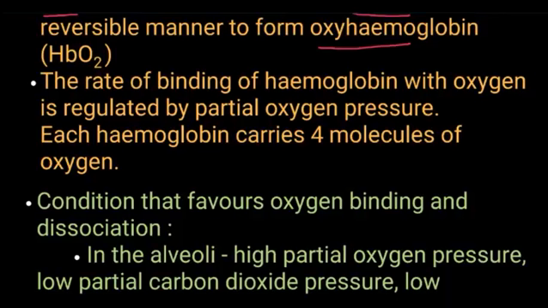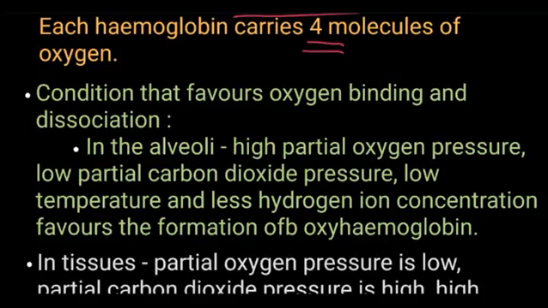The rate of binding of hemoglobin with oxygen is regulated by the partial pressure of oxygen, and each hemoglobin carries 4 molecules of oxygen. What are the conditions that favor the oxygen binding with the hemoglobin and the dissociation of oxygen from the hemoglobin?